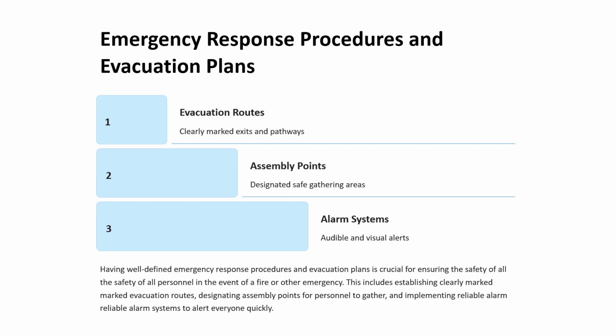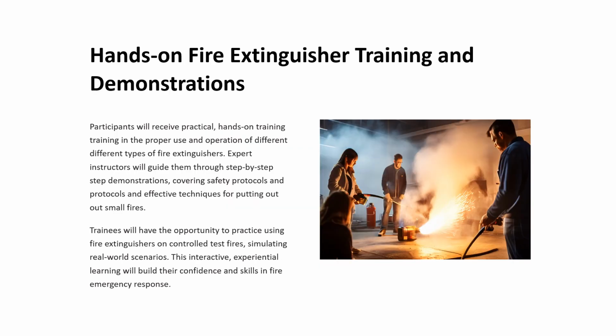Having well-defined emergency response procedures and evacuation plans is crucial for ensuring the safety of all personnel in the event of a fire or other emergency. This includes establishing clearly marked evacuation routes, designating assembly points for personnel to gather, and implementing reliable alarm systems to alert everyone quickly. Hands-on fire extinguisher training and demonstrations.